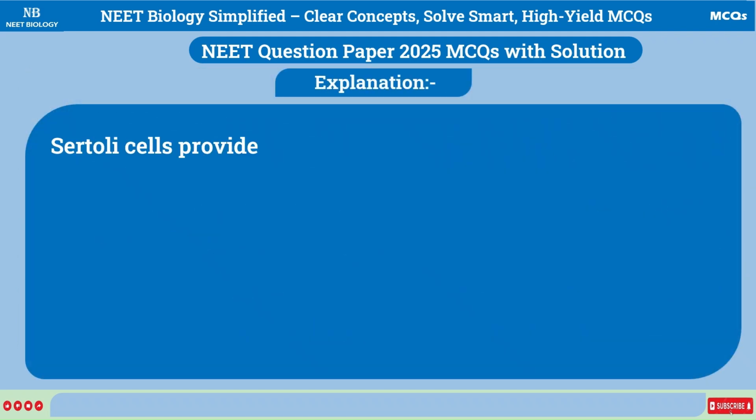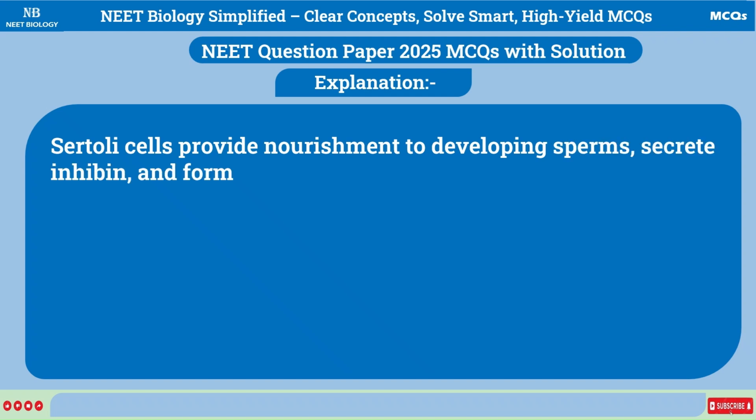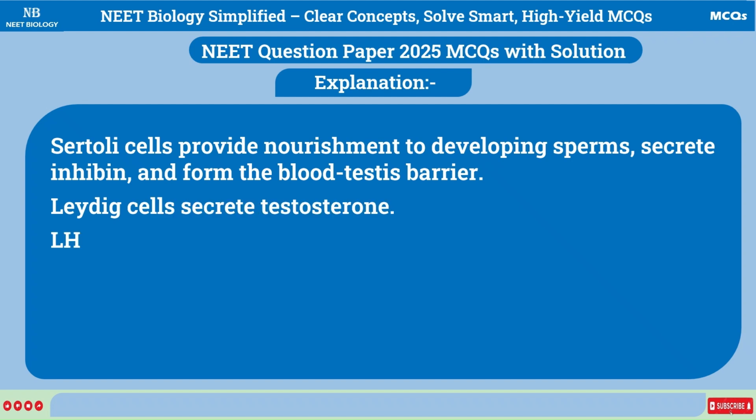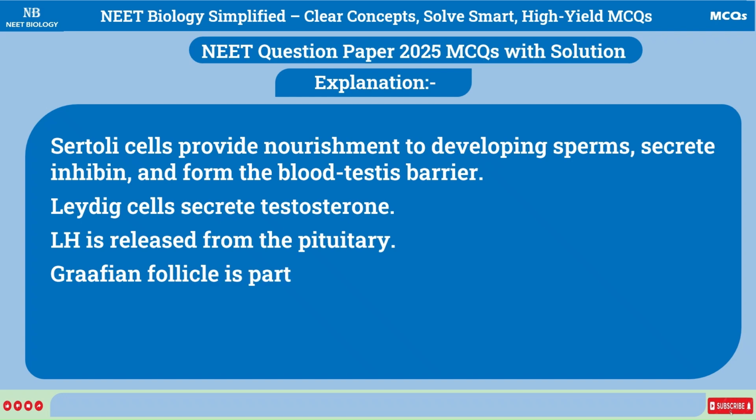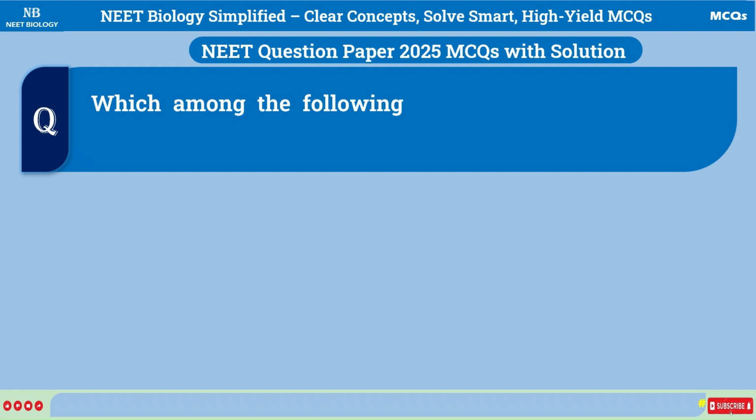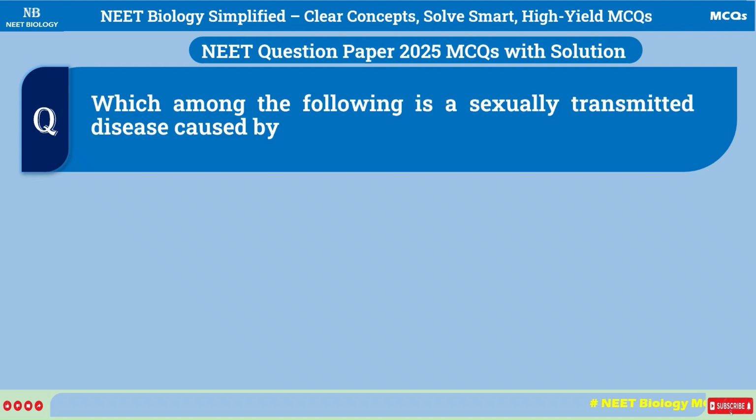Explanation: Sertoli cells provide nourishment to developing sperms, secrete inhibin, and form the blood-testis barrier. Leydig cells secrete testosterone. LH is released from the pituitary. Graafian follicle is part of the ovary, not testis. Which among the following is a sexually transmitted disease caused by a bacterium?